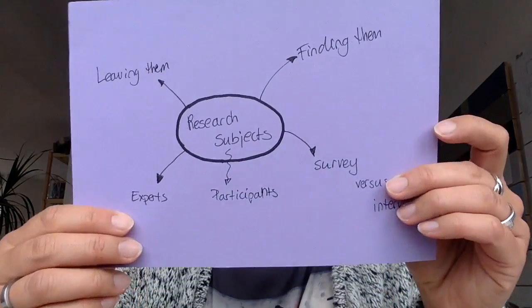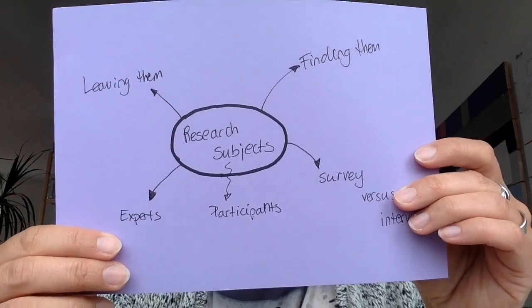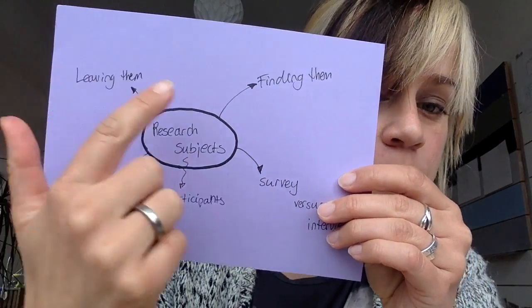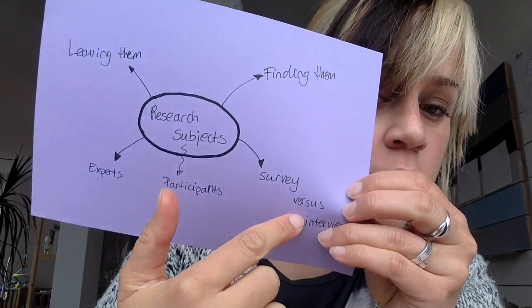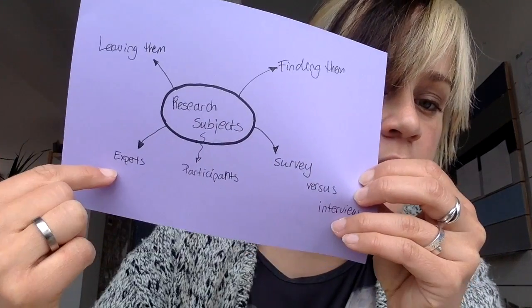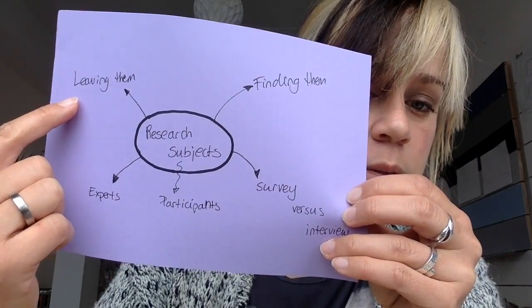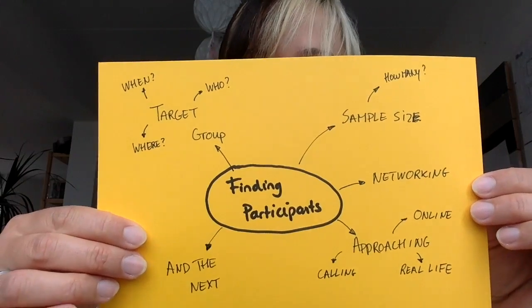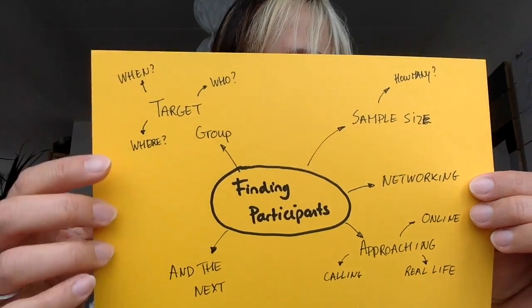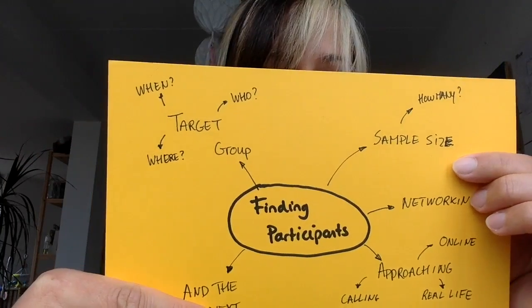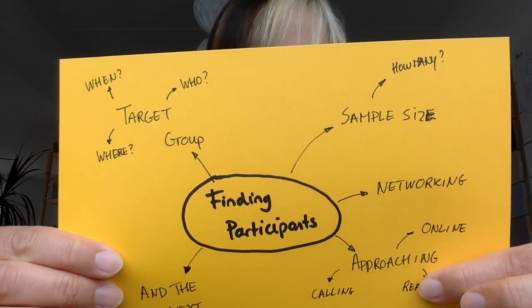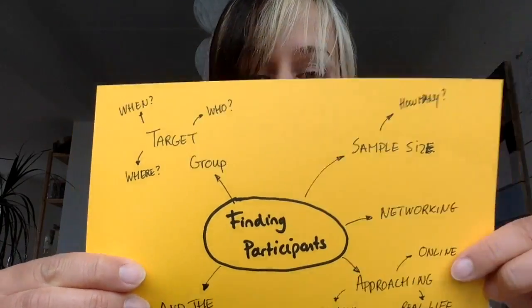I made a mind map, as you can see. These are the subjects that I would like to talk about: finding them, survey versus interviews, the experts, and leaving them. First step, finding your participants. You have to think about the target group, the sample sizes, networking, and approaching them, and then what next. So these are things that I would like to discuss with you.